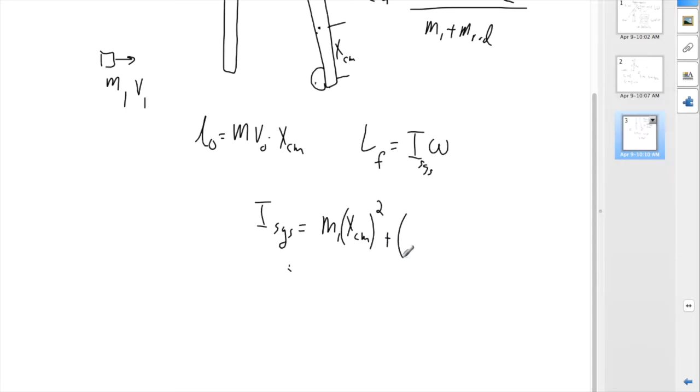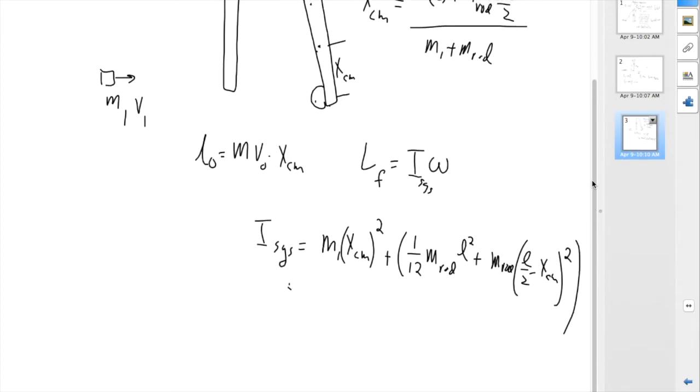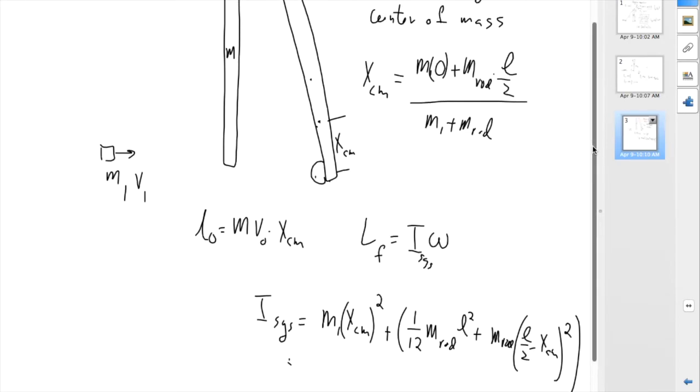Then I need to use the parallel axis theorem. I center of mass of a rod is 1/12 M L squared, plus I need to do mass of the rod times L over 2 minus X center of mass quantity squared, where what I've done here is account for the fact that this is the H, where I've moved the pivot point from the center of mass.